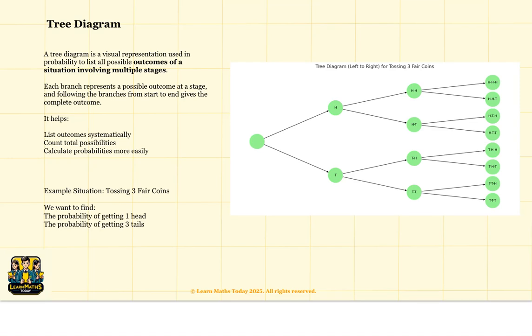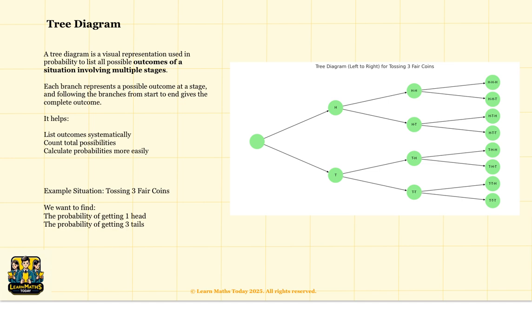Now let's learn about another powerful tool in probability, the tree diagram. A tree diagram is a visual representation used to list all possible outcomes of a situation that involve multiple stages. It's called a tree diagram because it starts from a single point and branches out like a tree. Each branch represents a possible outcome at one stage. By following the branches from the start to the end, we get the full outcome.